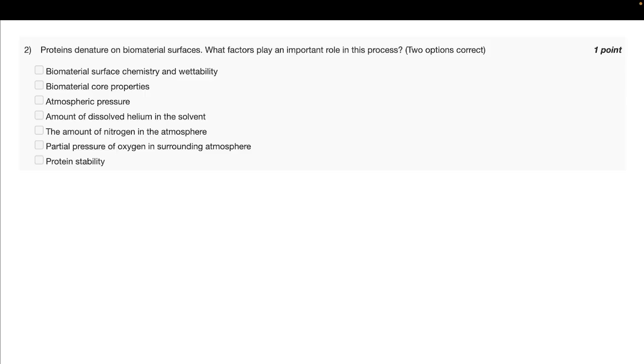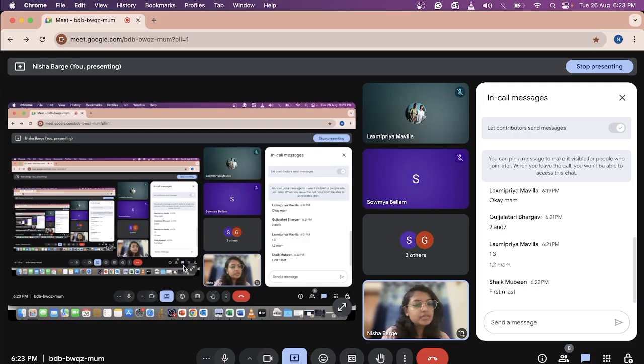Anyone? Okay, I guess no more responses. Let's look at the correct answers. So the correct answer is option 1 and the last, I would say. So I think somebody answered first and last.